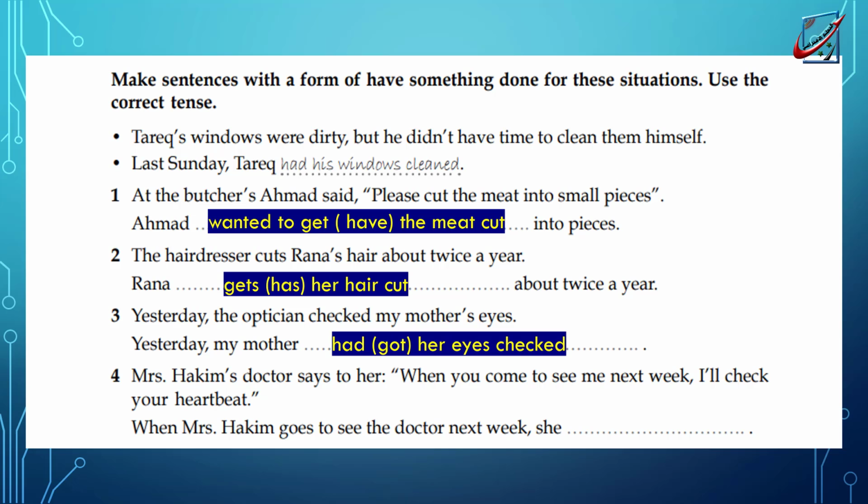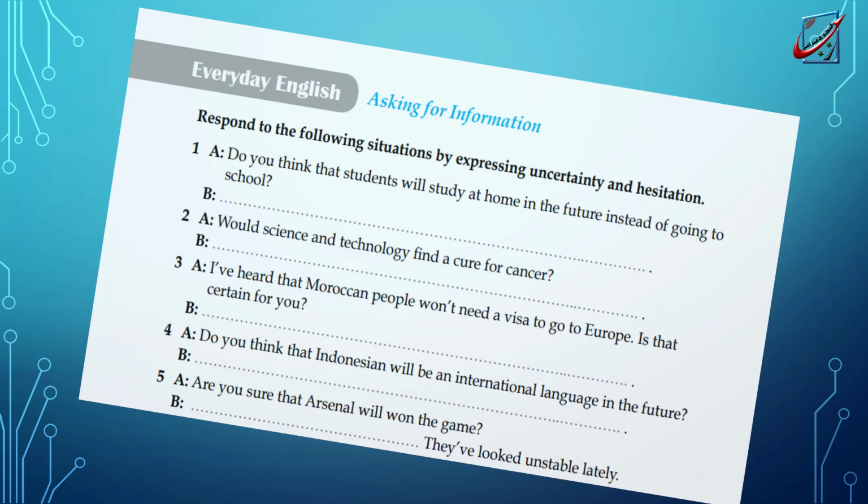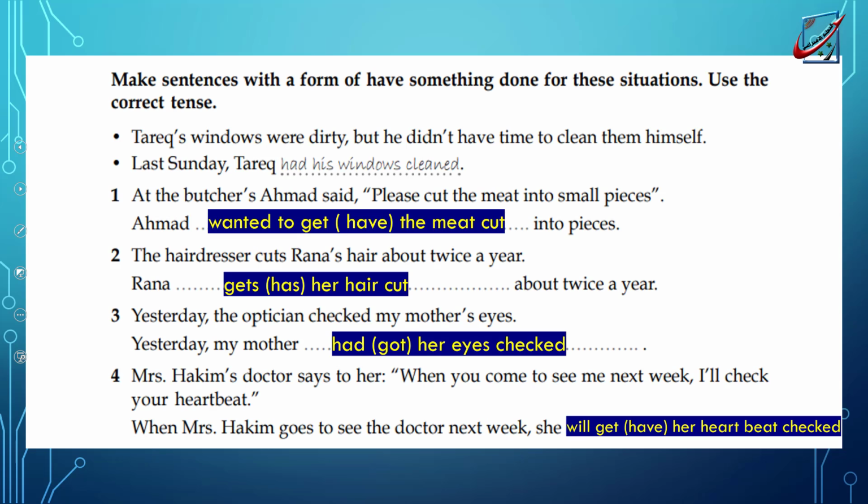Mrs. Hakim's doctor says to her, when you come to see me next week, I will check your heartbeat. How can I use the causative form for this sentence? When Mrs. Hakim goes to see the doctor next week, so yes, here we're using the modal will, she will get or have her heartbeat checked. Okay, now we finished with the causative. Let's move to the following step in our unit.